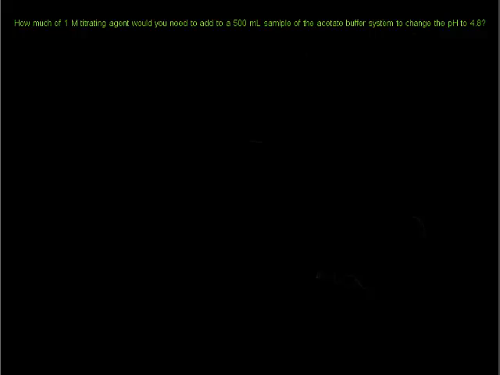It asks how much of a 1 molar titrating agent would you need to add to a 500 milliliter sample of the acetate buffer system to change the pH to 4.8. So if our buffer system is sitting at 4.58 and we need to get it to 4.8, then what can we change to get there? We can't change the pKa because that's a constant, so we need to change the concentration ratio. Furthermore, we need to realize that the conjugate acid and the weak base are linked together.